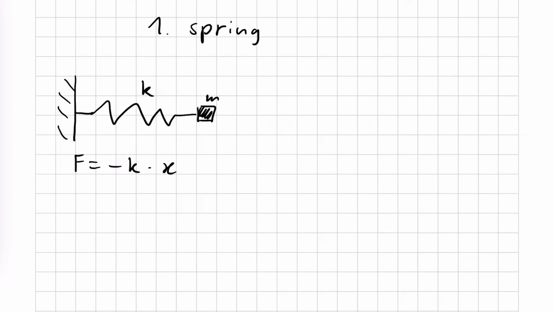So let's assume a fixed wall and a spring attached to it, attached to a mass with mass m, and the spring has a spring constant k. So now how can we express the force or the resultant force on the body or the mass m? So we know from Hooke's law that force equals negative k times x, where k is the spring constant and x is the extension.